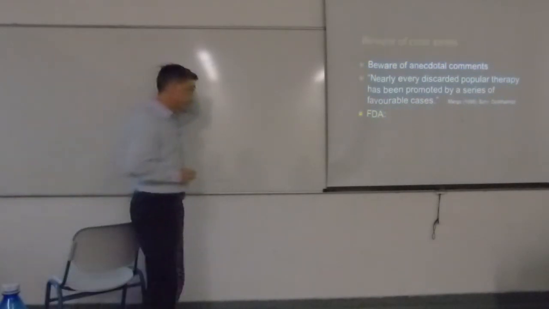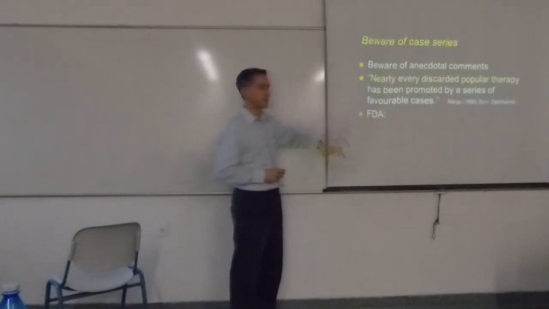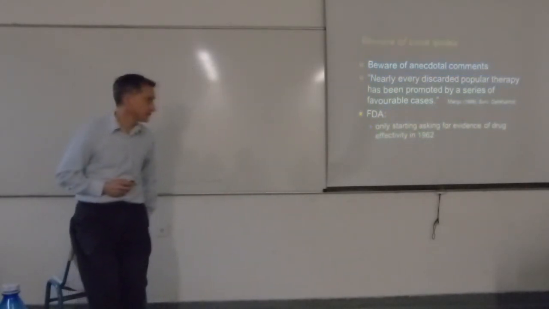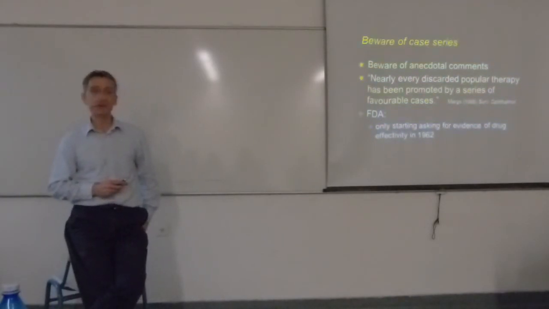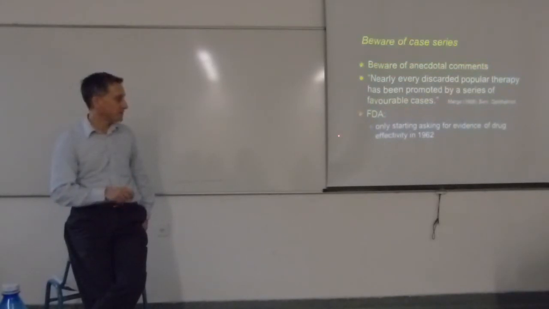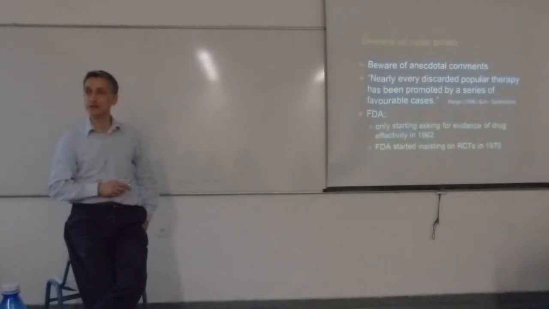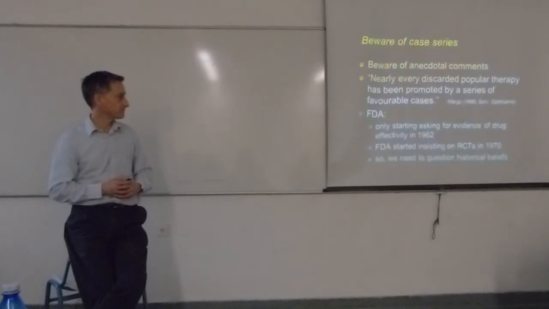In America, the Federal Drug Administration, their big body that approves medicines, only started asking for evidence of drug effectivity in 1962. That's really quite recent. See, I was born, it's very recent. It's only in the last 55 years that they've started asking for evidence. They only started insisting on randomized controlled trials in 1970. So the evidence-based movement has only really started to pervade the healthcare sciences in the last 50 years.